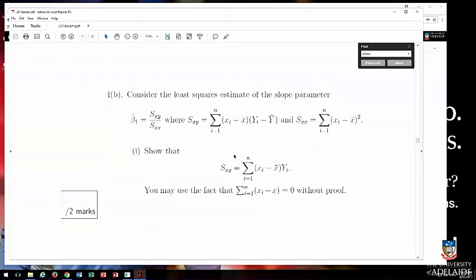Consider the least squares estimate of the slope parameter, which is beta 1 hat, which is equal to Sxy divided by Sxx, where Sxy is that sum and Sxx is that sum. Show that Sxy is that. You may use the fact that the sum from 1 to n of xi minus x bar is equal to 0 without proof. Okay, that's a hint that that's going to be useful along the way. So I'm just going to write that down.